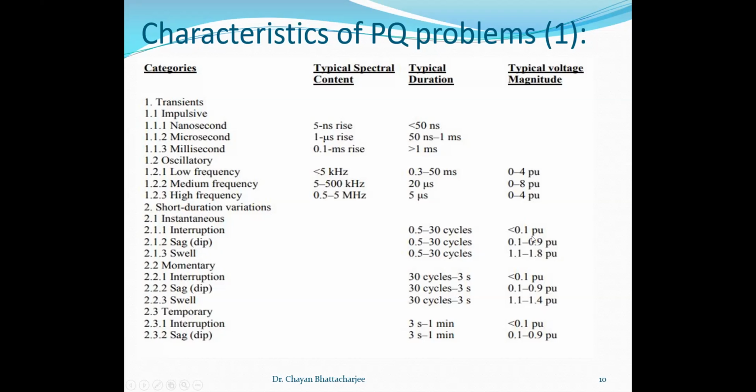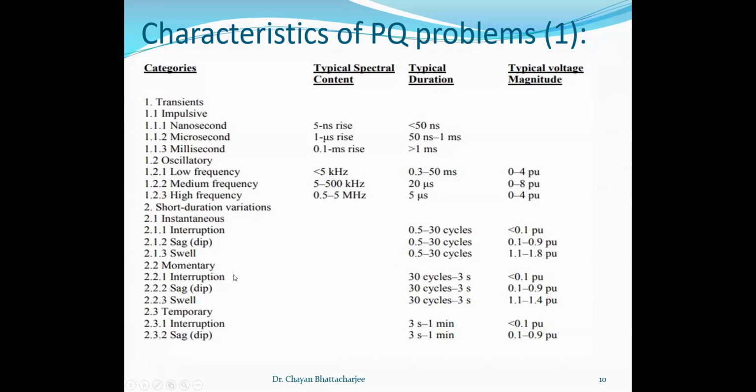For interruption, you know that voltage should be very low, less than 0.1 pu, which means it is almost 0. Sag is when the RMS value is between 0.1 to 0.9 pu. If your voltage RMS stays between 0.1 to 0.9, and the duration is not crossing 30 cycles, then it is termed an instantaneous sag.